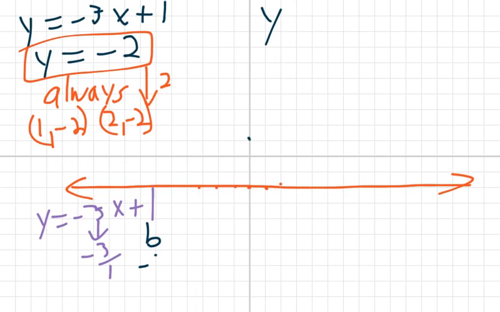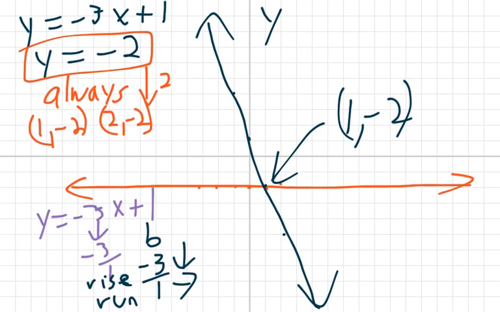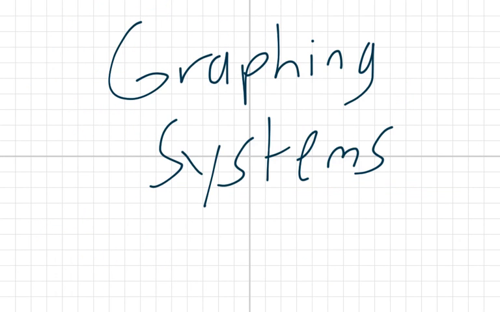So -3 over 1, we're going to write it as down 3, right 1. The reason is because the rise is negative and the run is positive. So a negative rise goes down, so down 3 units, and then a positive run is right. So down 3, right 1, down 3, right 1. We can also go up 3, left 1. And you should be able to see where that crosses. It's going to be at this spot right here, which is 1, negative 2. And that wraps up graphing systems.